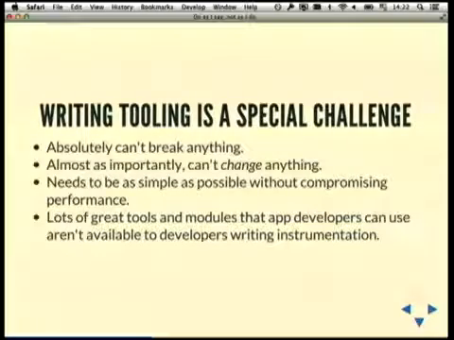So writing tooling is a special challenge. Tooling can't break. People will not trust your tool if it crashes on them. I get a lot of slack because I still haven't hit 1.0, and also because writing tooling is a very hard problem, and people generally understand that. But absolutely my highest priority, and it should be your highest priority if you're writing something that's going to be consumed by a lot of people, is if it's crashing the runtime, you have to stop everything, fix that, deal with it, move on. Almost as importantly, you can't change anything about the behavior of the system.